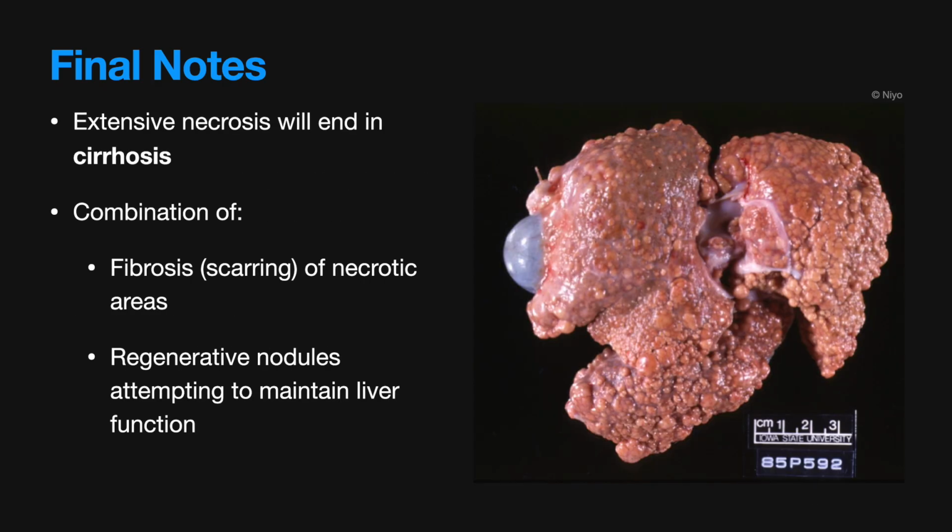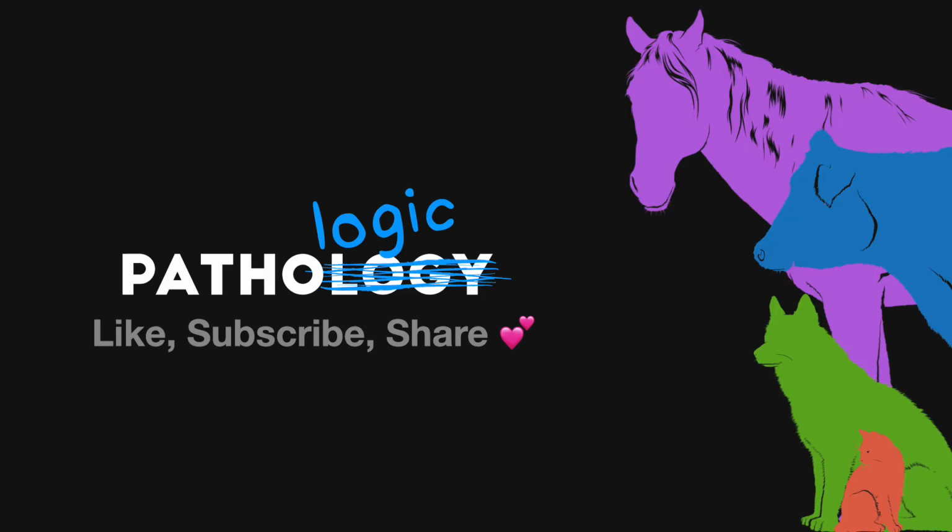Lastly, extensive necrosis will ultimately end in cirrhosis. Cirrhosis is a combination of fibrosis or scarring of the necrotic areas, along with regenerative nodules that develop from intact areas of the liver to try and maintain liver function. By the time cirrhosis develops, it is often difficult to determine the underlying cause of the liver disease that ultimately caused that cirrhosis.